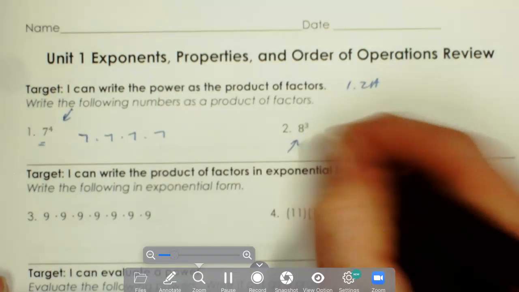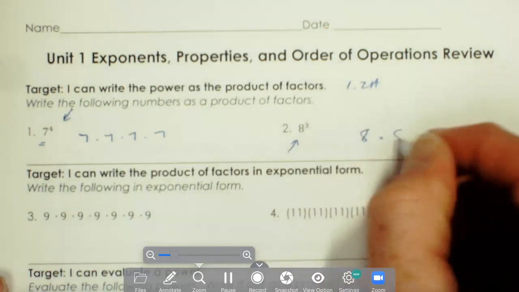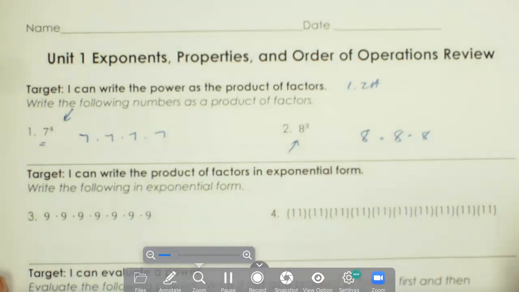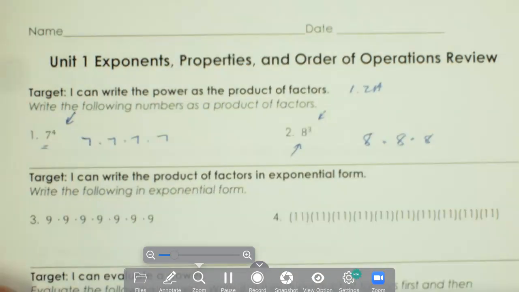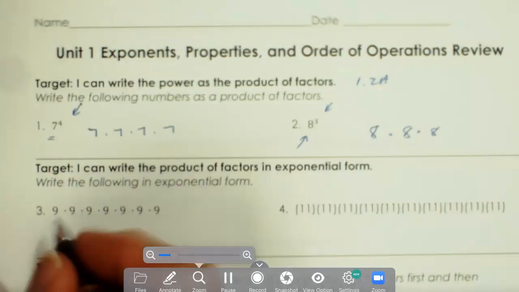8 to the 3, my base is 8. The exponent tells me I'm going to multiply three 8s together. All right, write this in exponential form.